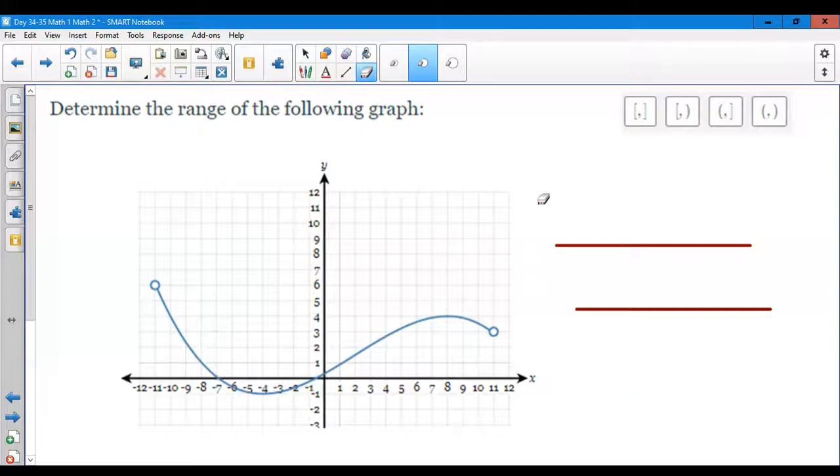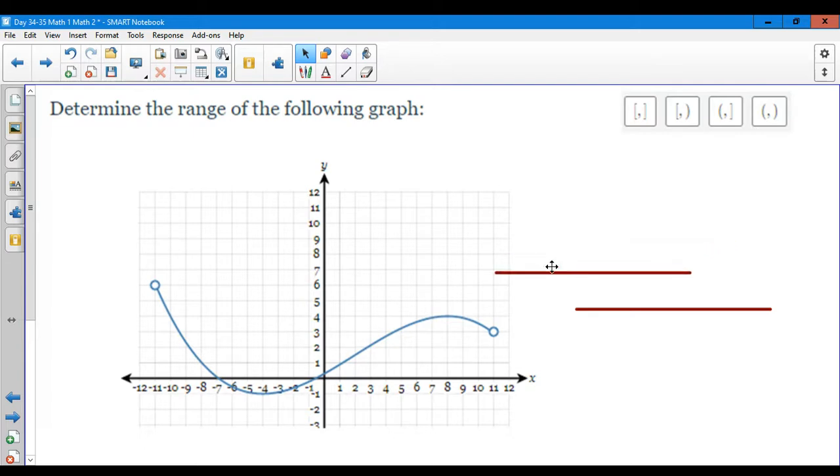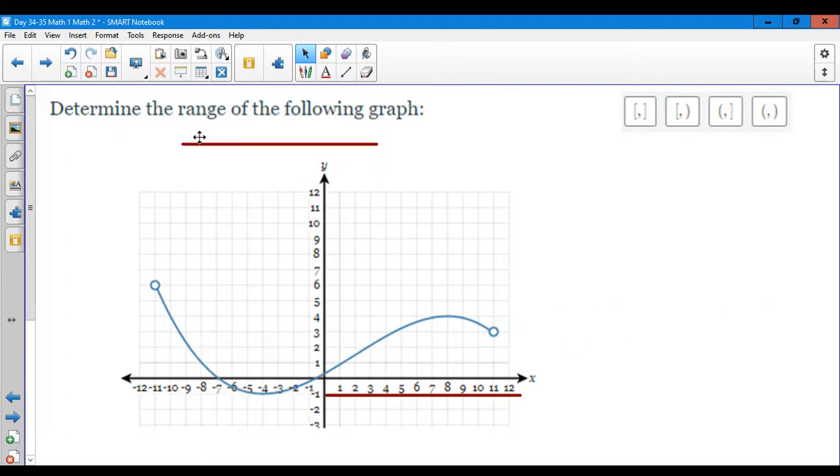All right, this is from the domain and range assignment. This particular question asks for the range of this following graph. So what I need to do is find the absolute lowest value that the blue curve goes on the y-axis, and that would be right down here, and that's at -1. And I need to find the highest value of y also, because range is just the y.